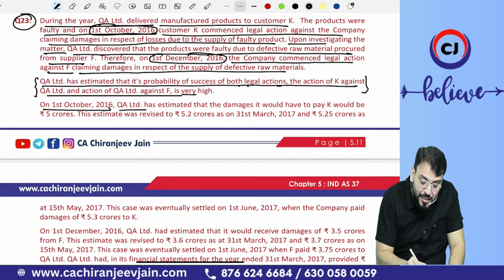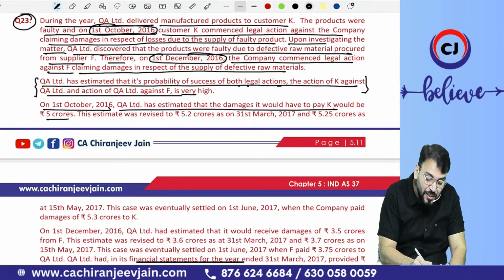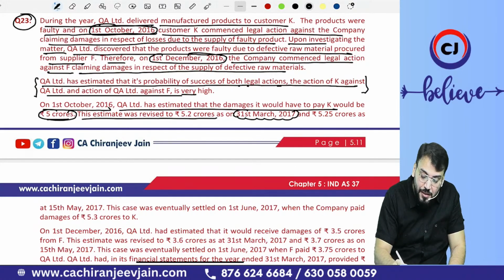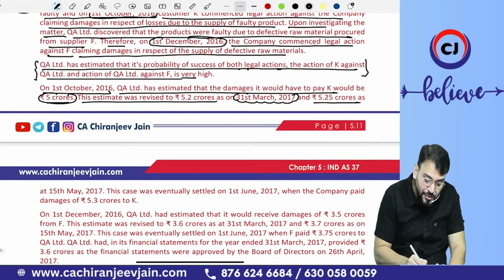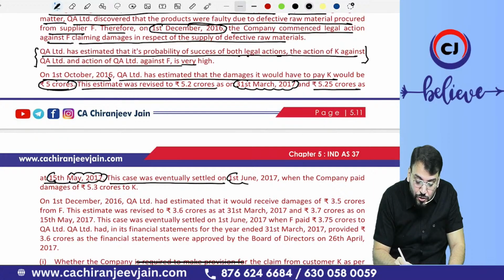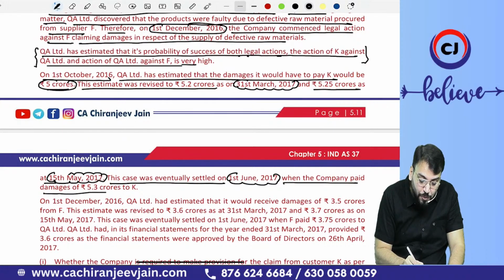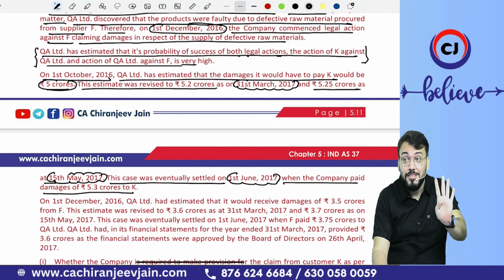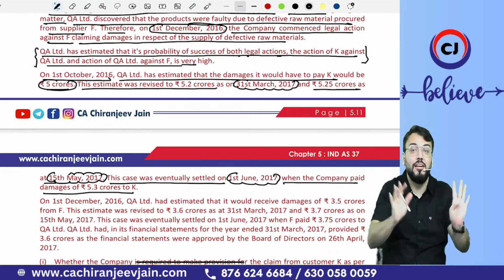First case. QA Limited has estimated the damages it will have to pay K would be 5 crore. Means this was an estimated amount. This estimate was revised to 5.2 crore on 31st March, the year end, and 5.25 crore as on 15th May 2017. I don't know what this 15th May 2017 is. This case was eventually settled on 1st June 2017 when the company actually paid damages of 5.3 crore. Oh my god. There are 4 dates given. Simple, but with the dates it becomes difficult.